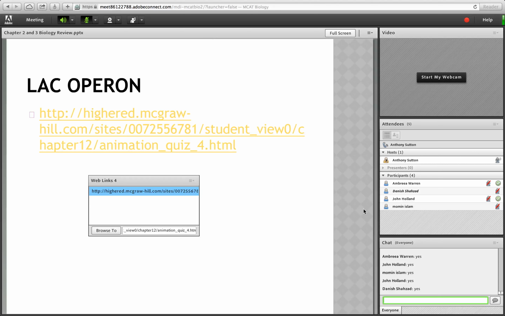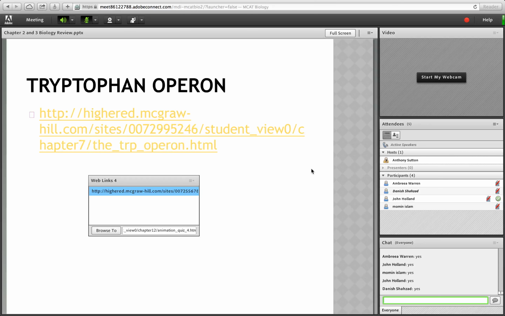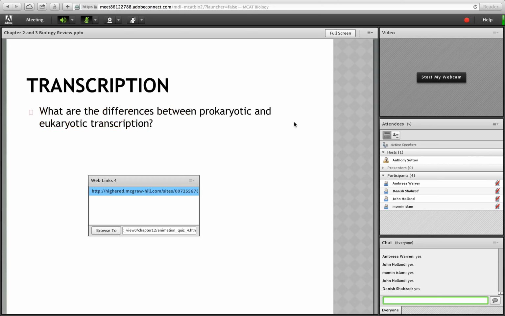Okay, perfect. Good deal. All right, so that is the lac operon. If you understand the lac operon, then the trp operon is a lot easier, and I'll let you look at that one next time. Let's get rid of this.